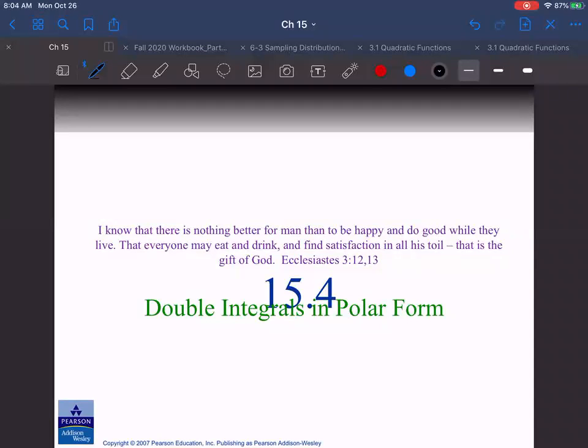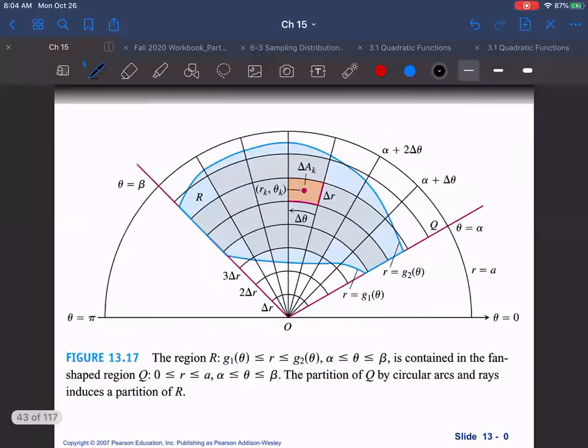All right, so here we're going to start 15.4. We're going to be doing double integrals in polar form. Thankfully, it's not too bad, and it actually can let you solve some integrals that you wouldn't normally be able to solve, or at least not very easily.